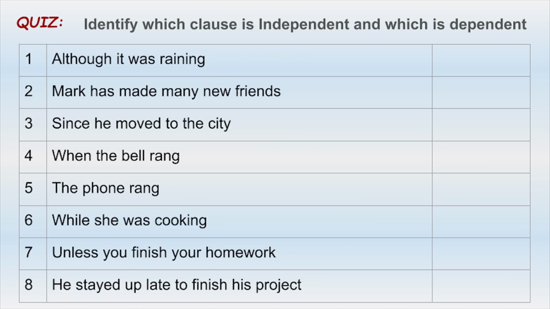Number 1, although it was raining. Number 2, Mark has made many new friends. Number 3, since he moved to the city. Number 4, when the bell rang. Number 5, the phone rang. Number 6, while she was cooking. Number 7, unless you finish your homework. And number 8, he stayed up late to finish his project.